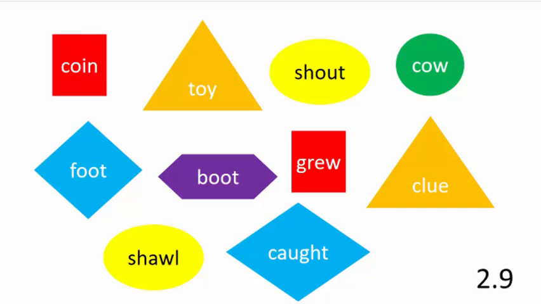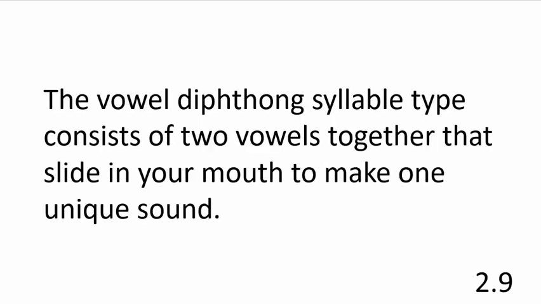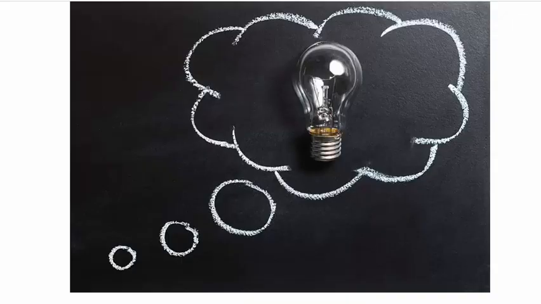The syllables do not have short vowel sounds. They do not have long vowel sounds. Instead, the vowels work together to produce the sounds oi, ow, oo, ah. Some linguists agree that the syllable type you hear in the words stare, cure, fear is actually a diphthong. The vowel diphthong syllable type consists of 2 vowels together that slide in your mouth to make one unique sound. Pause for a moment. What examples of diphthong syllable types can you generate?